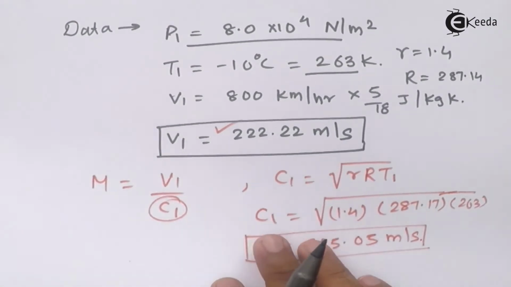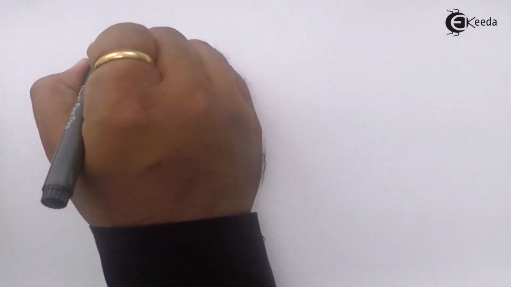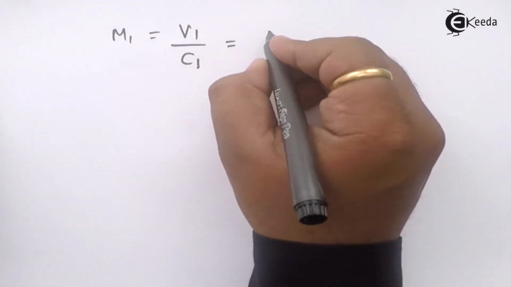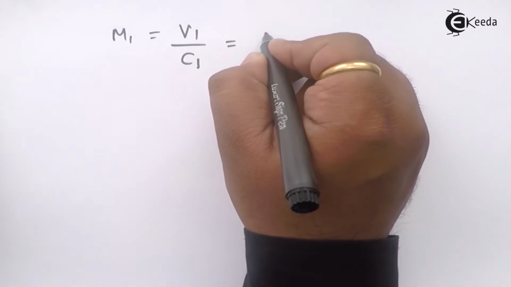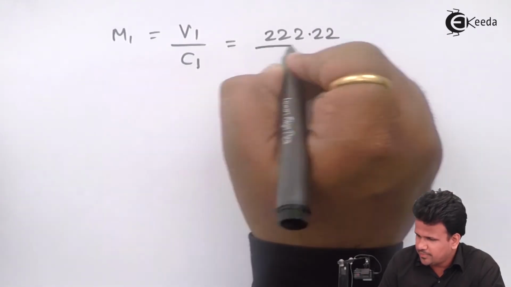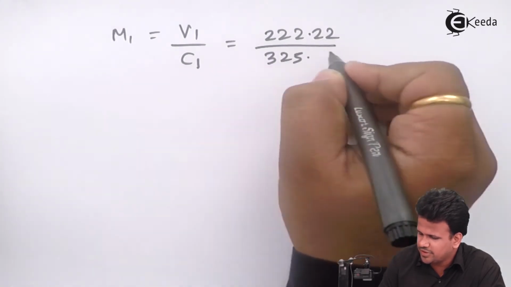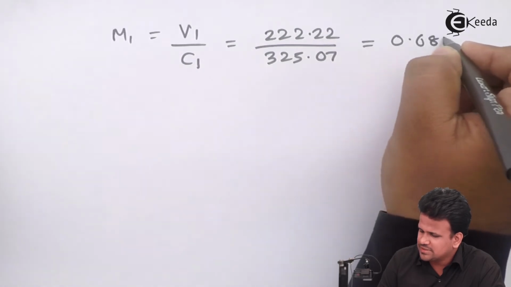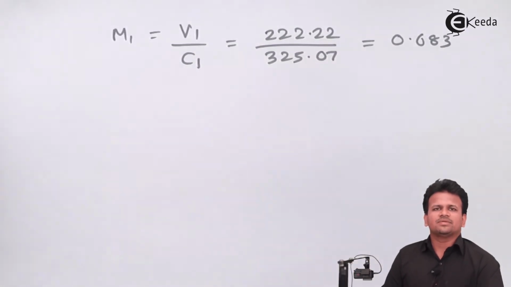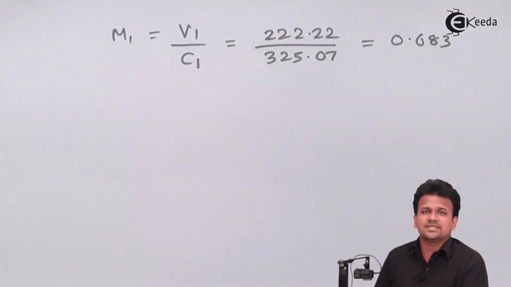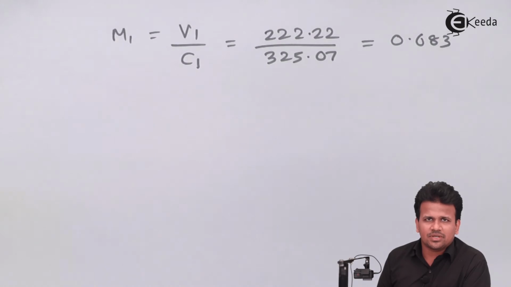Let us calculate the Mach number, that is velocity of the fluid upon velocity of the sound. So M1 is equal to V1 upon C1. So that comes out to be 222.22 upon 325.07. The Mach number is 0.638. It is less than 1 but it is greater than 0.6, hence the flow is a subsonic flow.